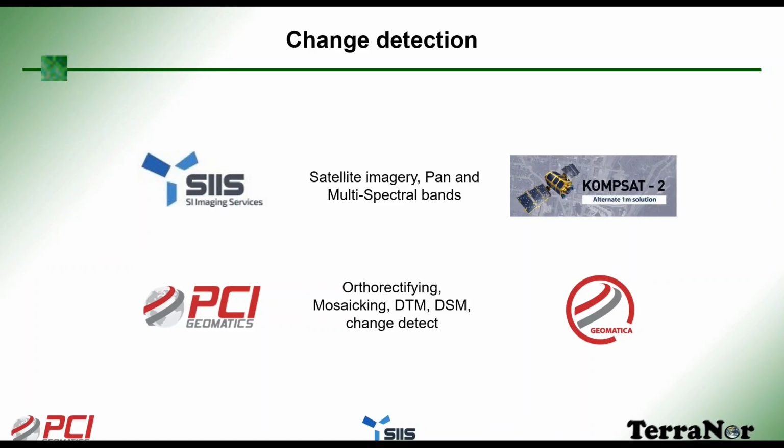The ComSat is a satellite from Korea. They have several high-resolution optical and radar satellites that we sell through SI Imaging Services. The channels are panchromatic. Then we have the standard green, blue, near infrared, and red. And in Northern Europe, they pass over around 11 o'clock in the morning.